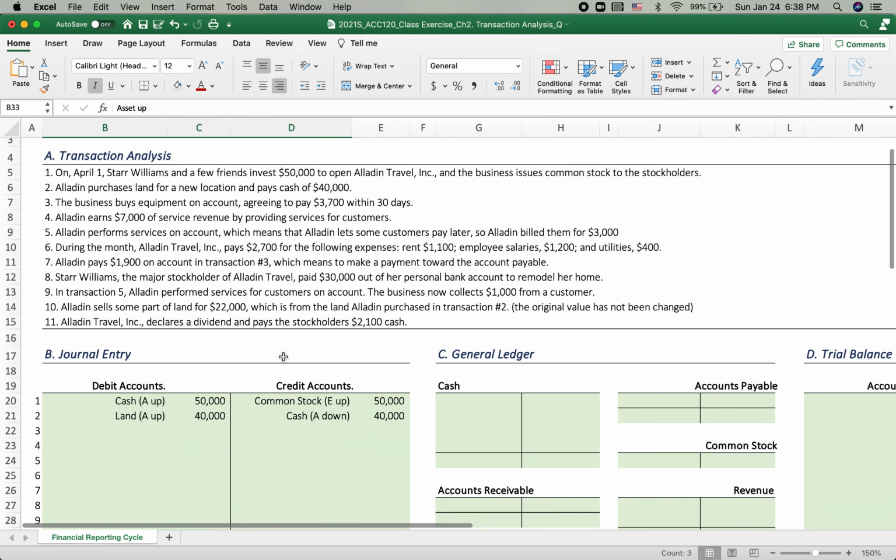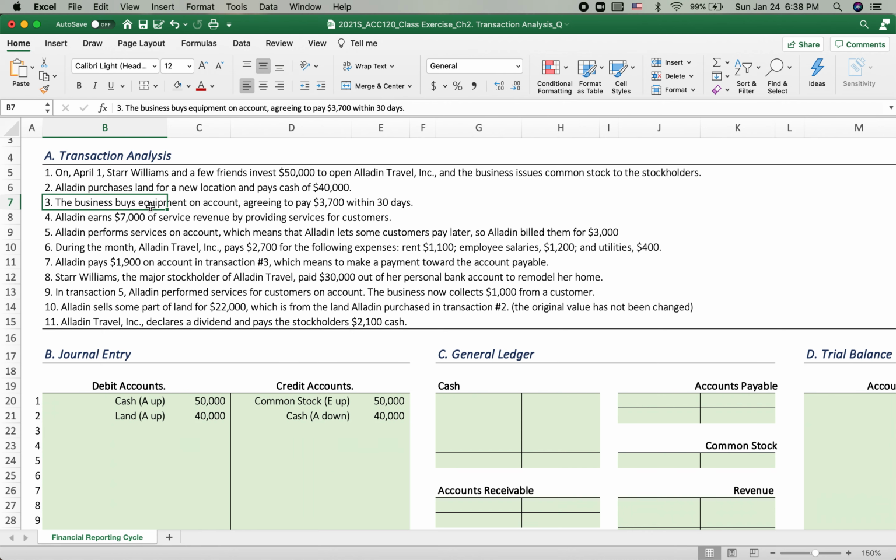Number 3, the business buys equipment. Oh, equipment is an asset account, property, plant, and equipment. On account means the company doesn't pay cash right away, but agrees to pay $3,700 within 30 days. So they use a credit account. So this is accounts payable, right? So we found two accounts. One is equipment, the other one is the liability account, accounts payable.